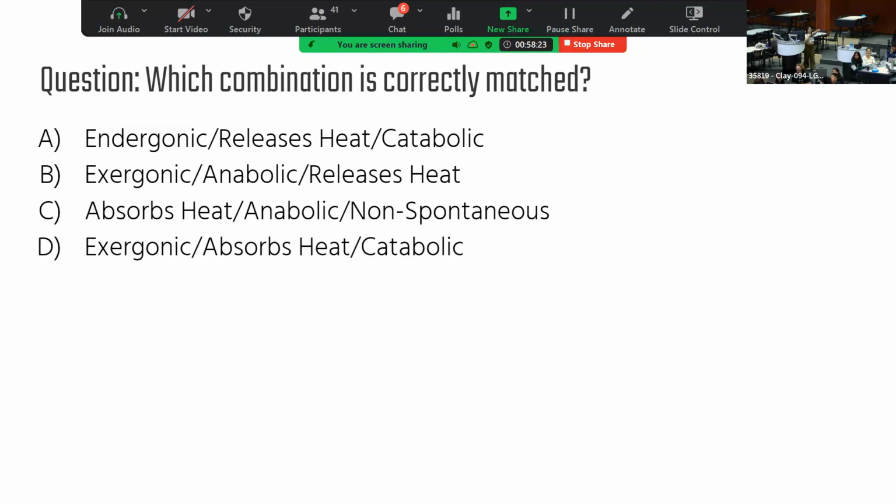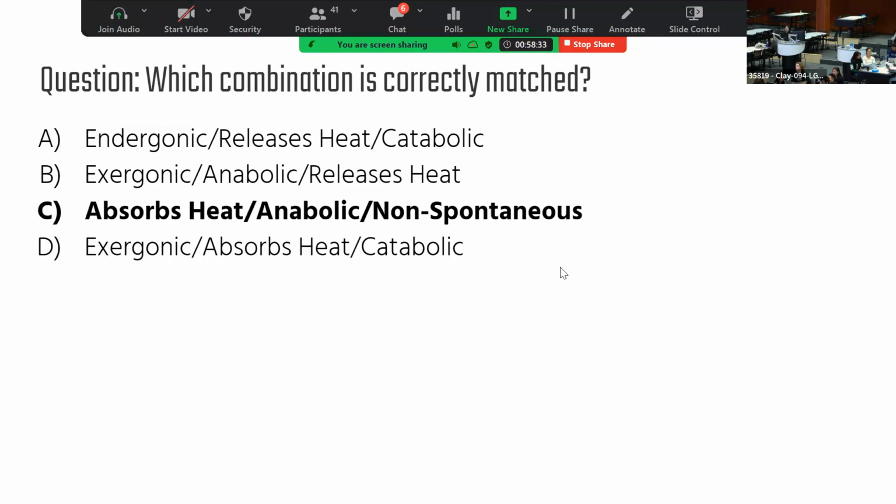Table at the front, down there. You want to shout an answer? I heard C. I don't know where that came from, but that's correct. So your anabolic reaction absorbs heat and it's non-spontaneous. It needs something to kind of trigger it.